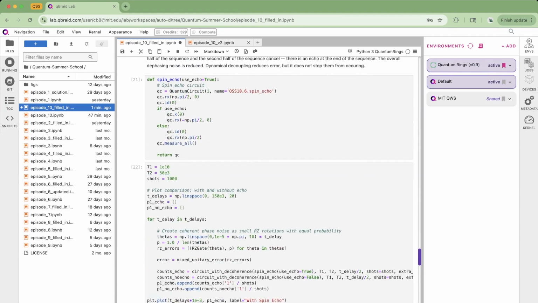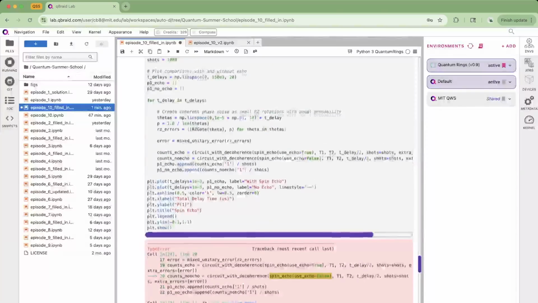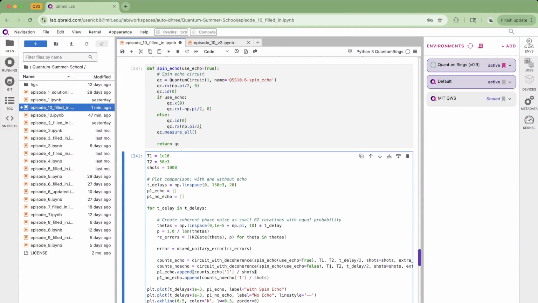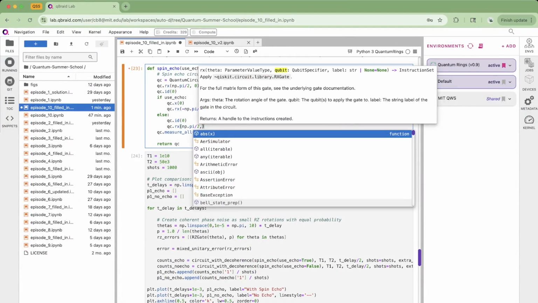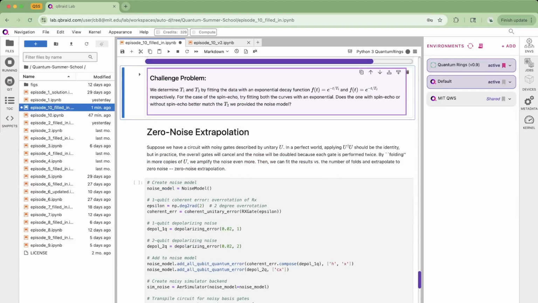Oops, I have a typo here. Okay, try that again. Whoa. And also, I forgot which qubit we're applying to here. Hopefully it works now.